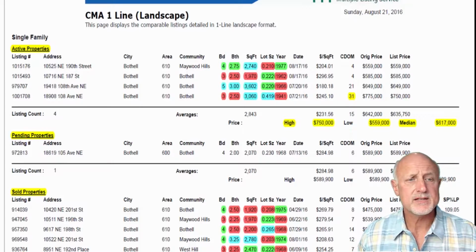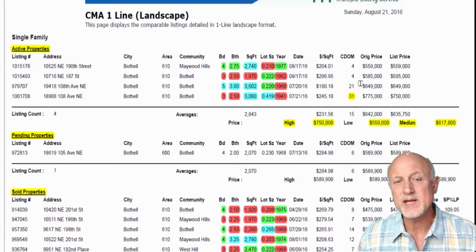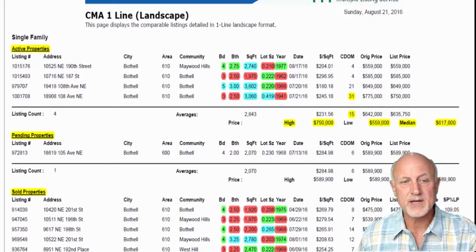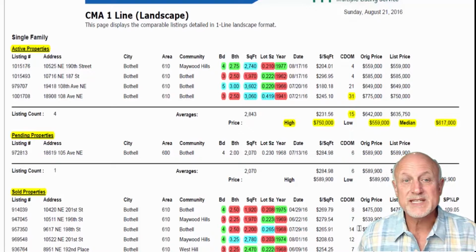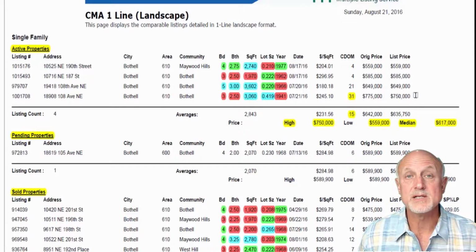In fact, under these active properties, if we look at the very bottom one, we notice it's been on the market 31 days. Of all the properties that have sold in the last 3 months that are similar to our property, the longest one was 14 days. So here we are, 31 days for this property that's still on market, and they've reduced their price from $775,000 to $750,000, and it's still not moving. So what could be the issue with that?